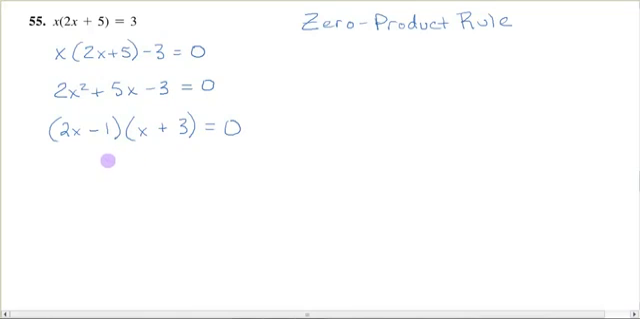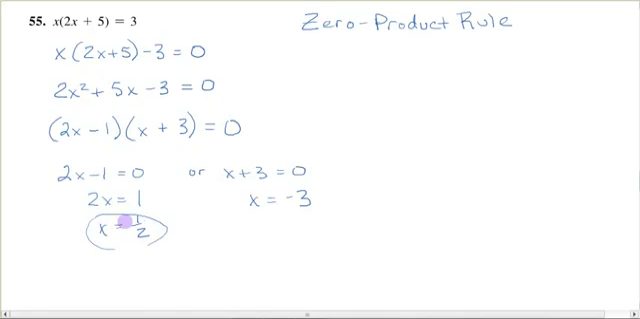And let's go ahead and use the zero product rule now, because we have a 0 and the left side is a product. The entire left side is a product. So that means 2x minus 1 equals 0, or x plus 3 equals 0. So 2x equals 1, x equals 1/2, x equals negative 3. Okay, so these should be our solutions. Let's go ahead and check.